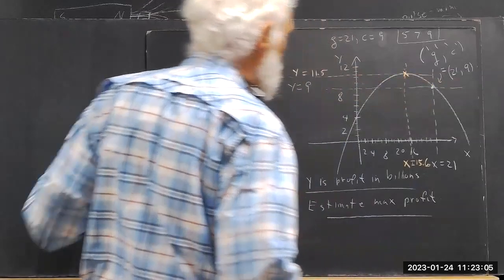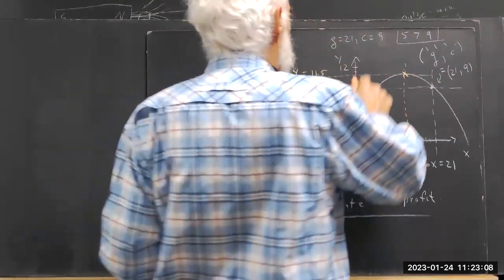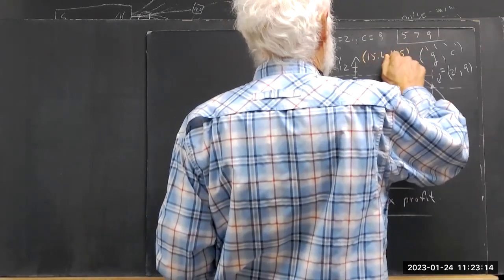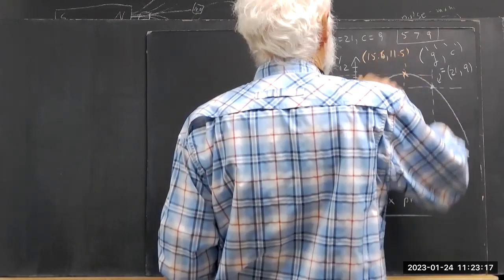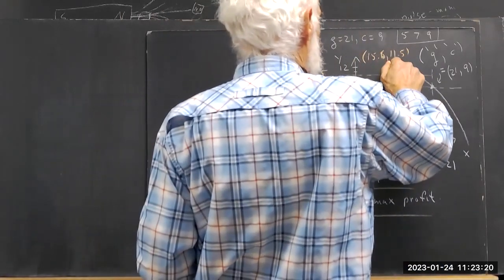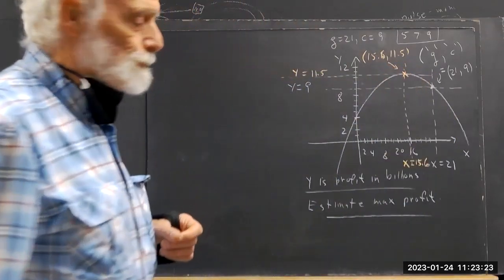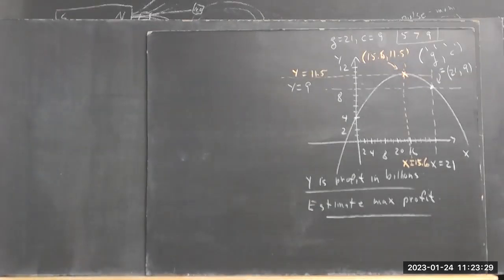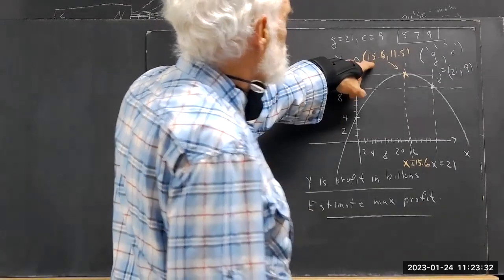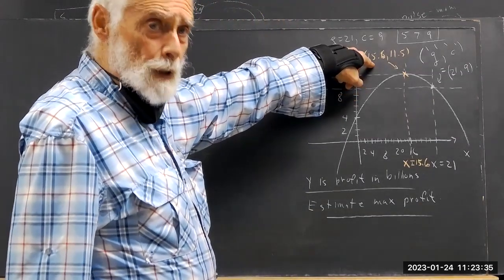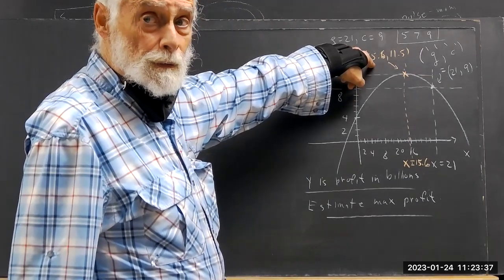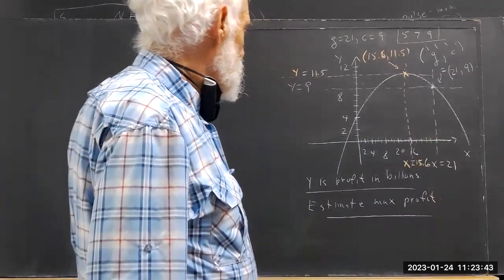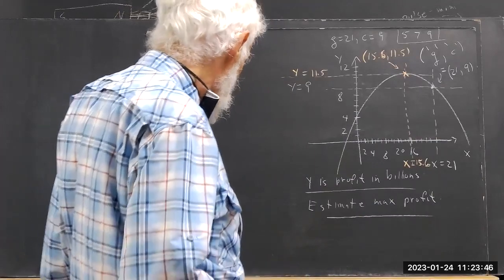I label this line y is 11.5, and now I can say this point is 15.6, 11.5. Now, what's 15.6? Is that the profit? Say yes or no. No, no. Okay. That's X. And I didn't say what X is.